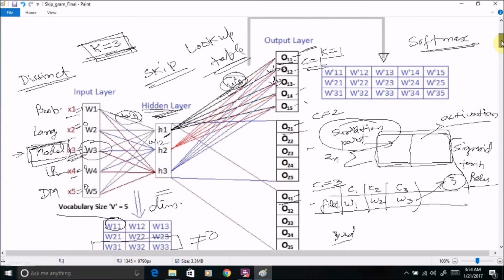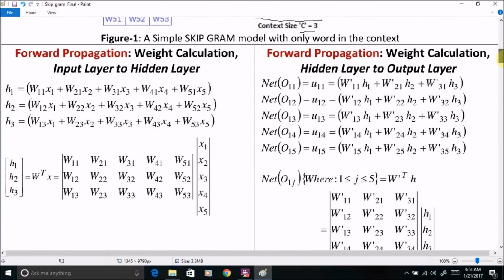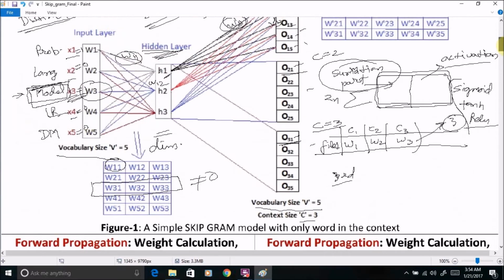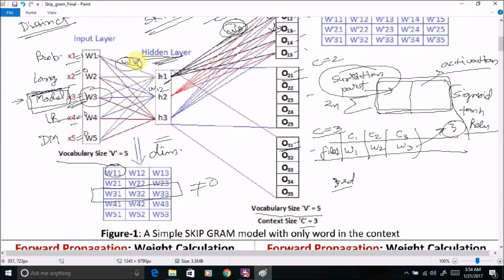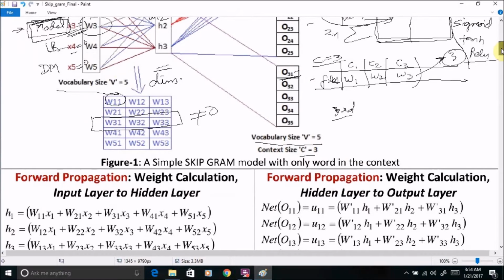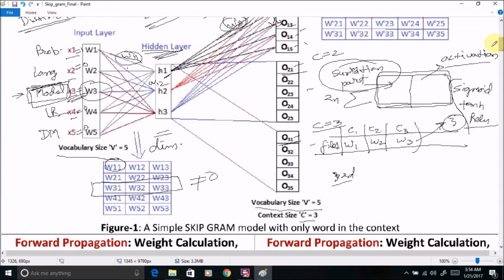Now, to properly understand the model, let us start with a forward pass based weight calculation. First of all, we will calculate the weight of all these neurons from input layer to hidden layer. These weight calculations are very simple. This is like input x1 into the weight of neurons w1 to h1.